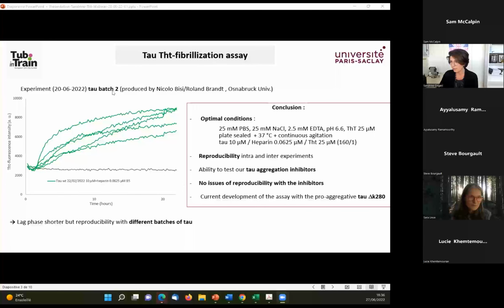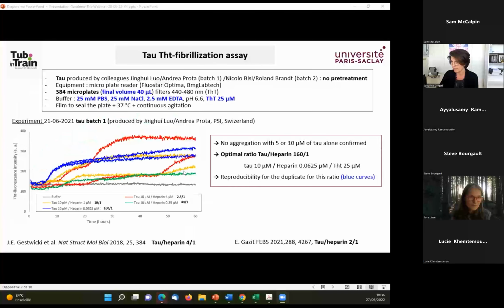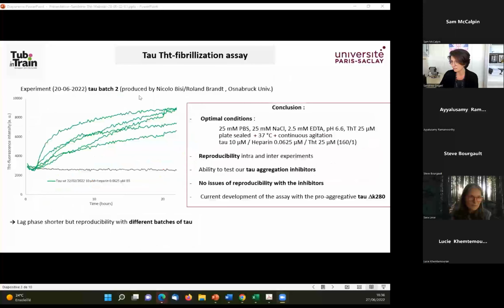When we changed the batch, these two batches were produced by colleagues from our Tubing Train network. The first batch was produced by colleagues in Switzerland, and here by colleagues of Osnabrück University. And you can see that the lag phase was shorter, but at least the curves are reproducible. But even according to the batches, the lag phase was very different.